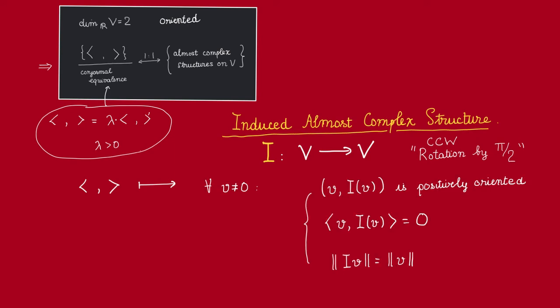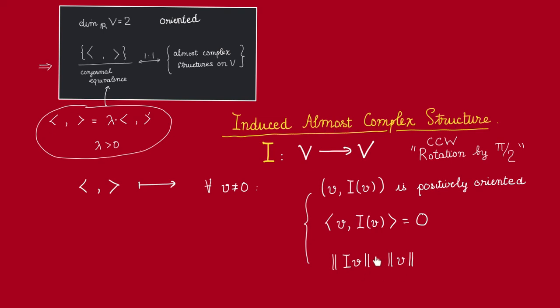We can capture the idea that I is rotation by pi over 2 in some fixed direction by describing it as follows. For any non-zero vector v, we should have that I of v should be orthogonal to v, and it should have the same norm as v. These two conditions capture the intuition behind rotation by pi over 2. And to say that it's in a fixed direction, we will just require that this is positively oriented. You can check that these three conditions determine a unique almost complex structure on V.